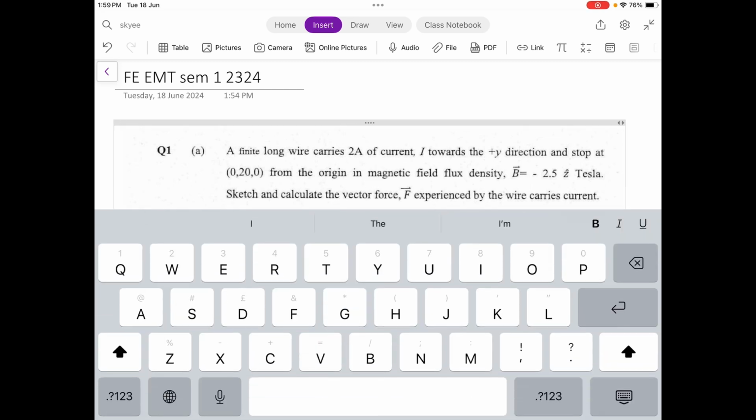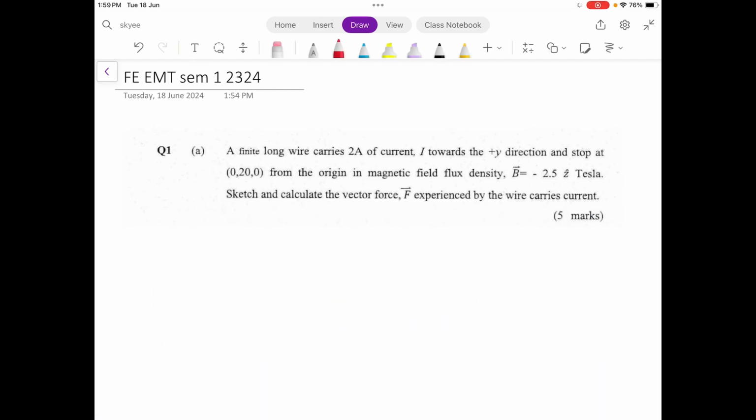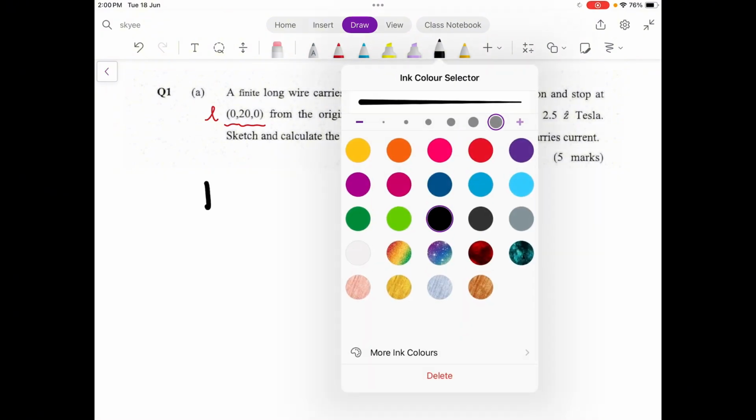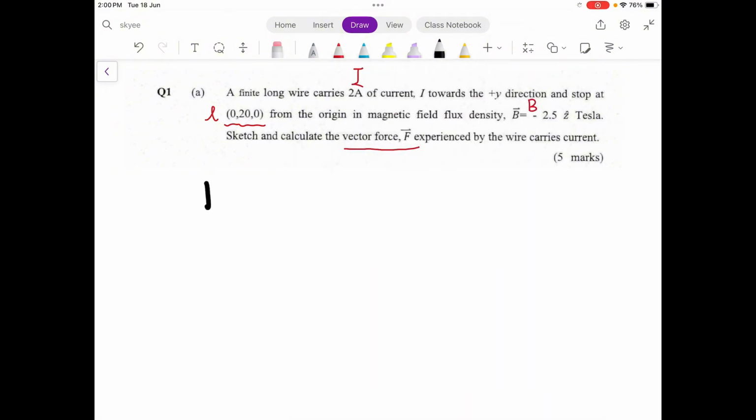Okay, so we can list down the information that we have. We have the I, right? We have the B. This one is telling us the length. So you have to calculate the vector force. We need to figure out what equation we will use to find the force acting on the current elements.